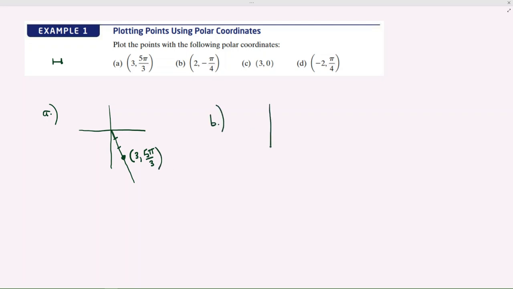Alright, now notice for B, we're going to locate it with a negative angle, negative pi over 4. And then it's also a positive distance, so at the negative angle pi over 4, we're going to go 2 units in that direction. So we've located the point 2, negative pi over 4. And just remember that would be identical to 2, 7 pi over 4.